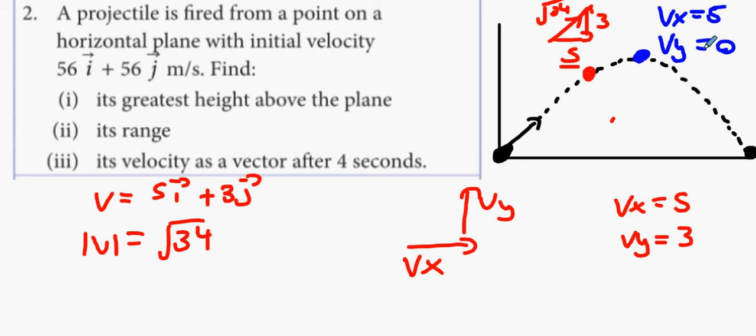Is that okay? On its way down, symmetrically out the other side, guess what will happen? It'll still be going Vx equals 5 to the right, but it'll be going Vy equals minus 3 on the way down. Does that make sense? And you'll be going square root of 34 diagonally right down this time.